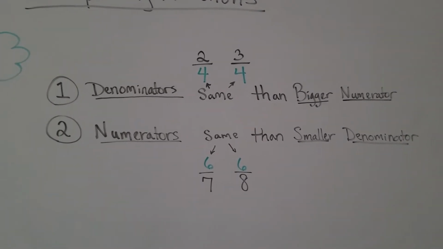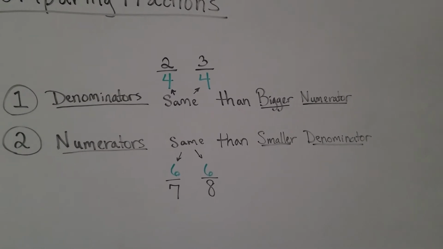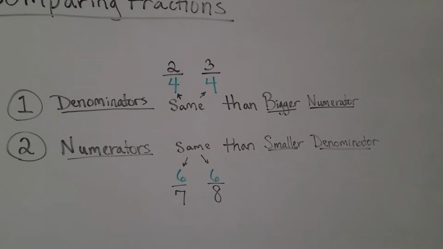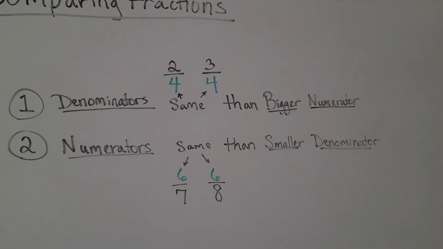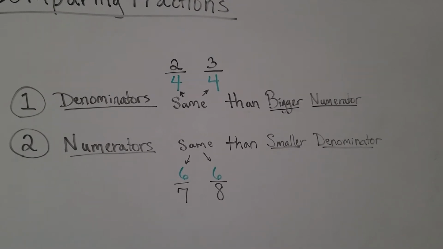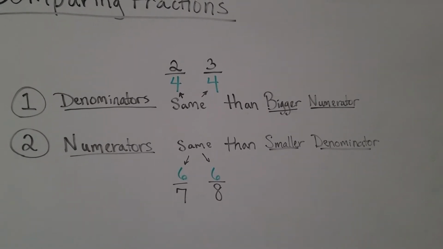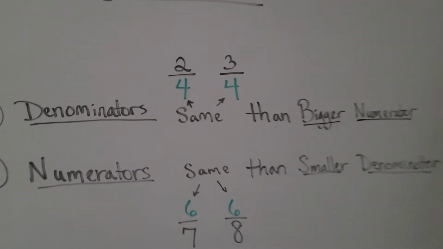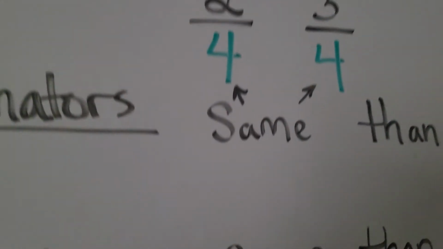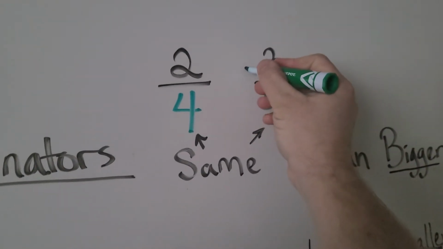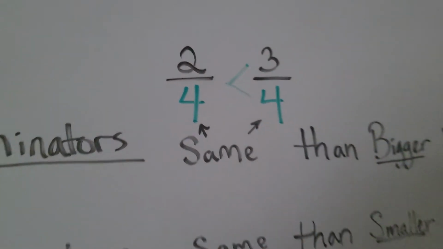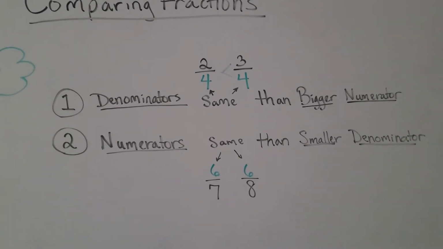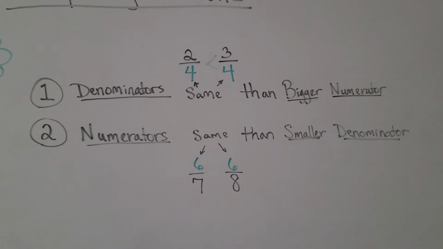So the rule is, number one, when the denominators are the same, then you go with the bigger numerator. So in the first case, we've got 2/4 and 3/4. They both have a 4 on the bottom. The denominator is 4. So in this case, we're going to go with the bigger numerator. Between 2 and 3, 3 is greater than 2. So we would put the greater than sign in the direction of 3/4. So 3/4 is greater than 2/4.